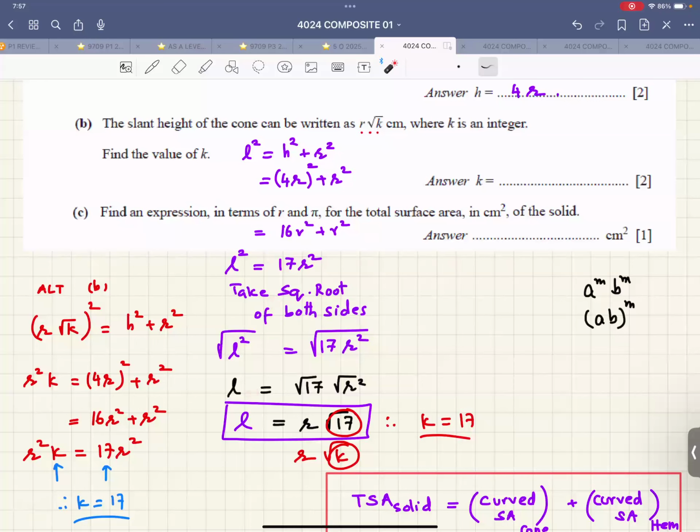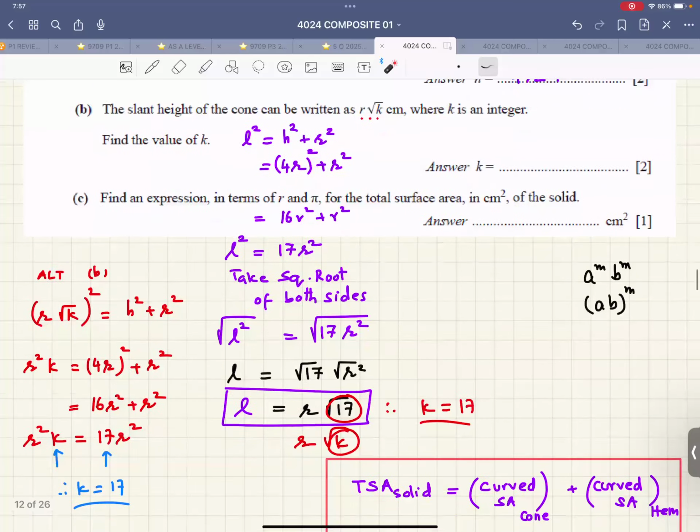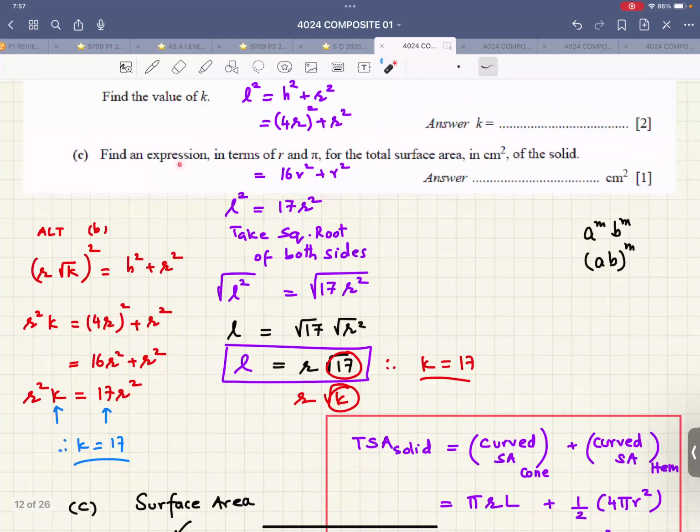Therefore, L is r root 17, because for r squared you can write the square root as r, but root 17 you have to write as it is. That is what they are saying. r root 17 is r root k. k is an integer. What's the value of k? That is 17. And then find an expression in terms of r and pi for the total surface area of the solid. So in terms of r and pi.